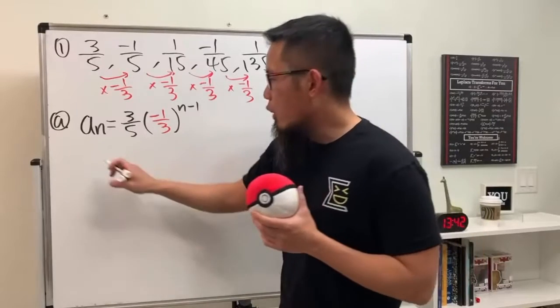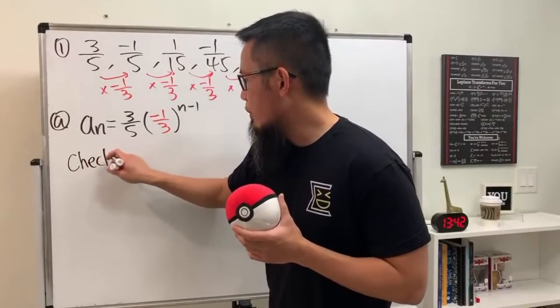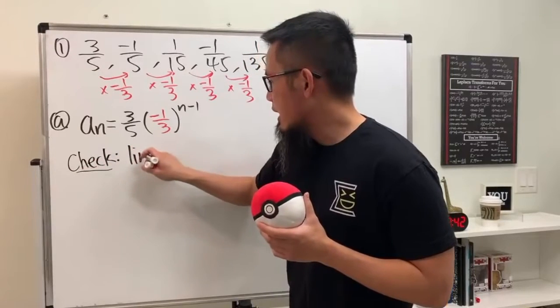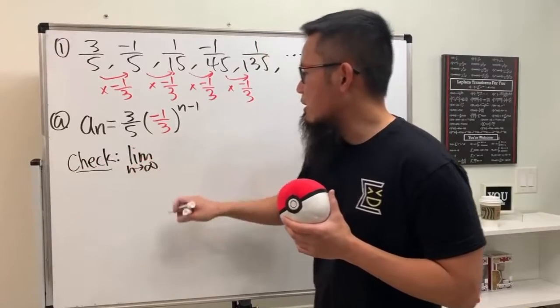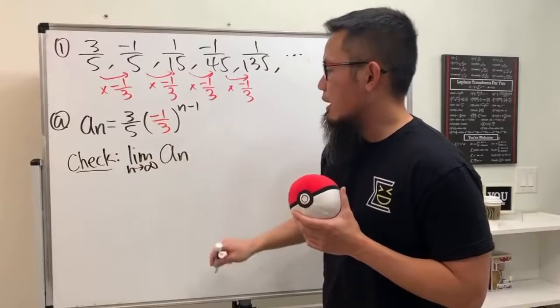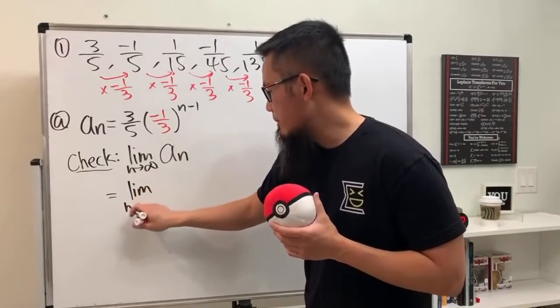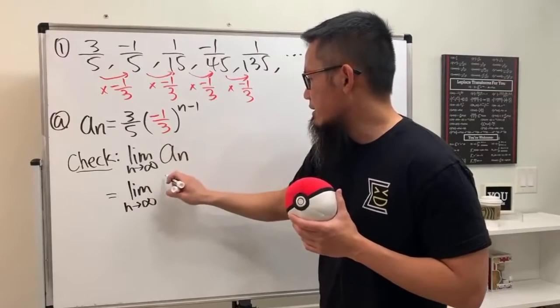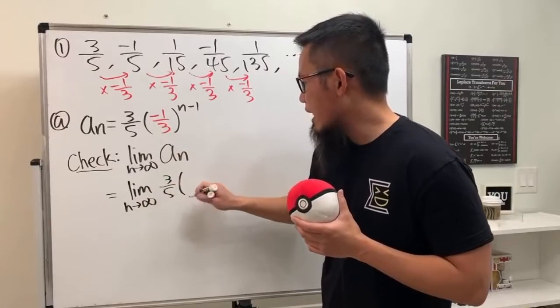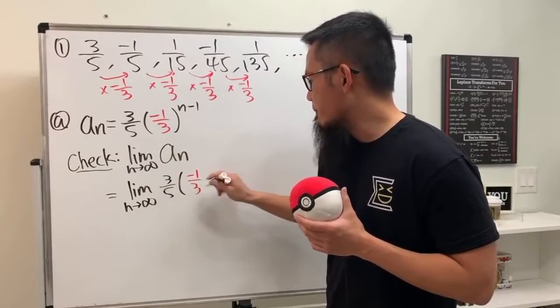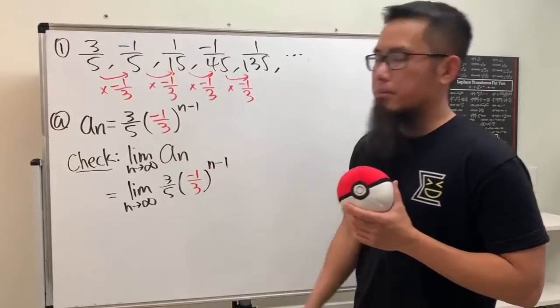For this, we always have to check, right? We always have to check the limit as n goes to infinity of a_n. And because we have the a_n formula right here already, we just do the limit as n goes to infinity of a_n, which is 3/5 times negative 1/3 raised to the n minus 1 power.